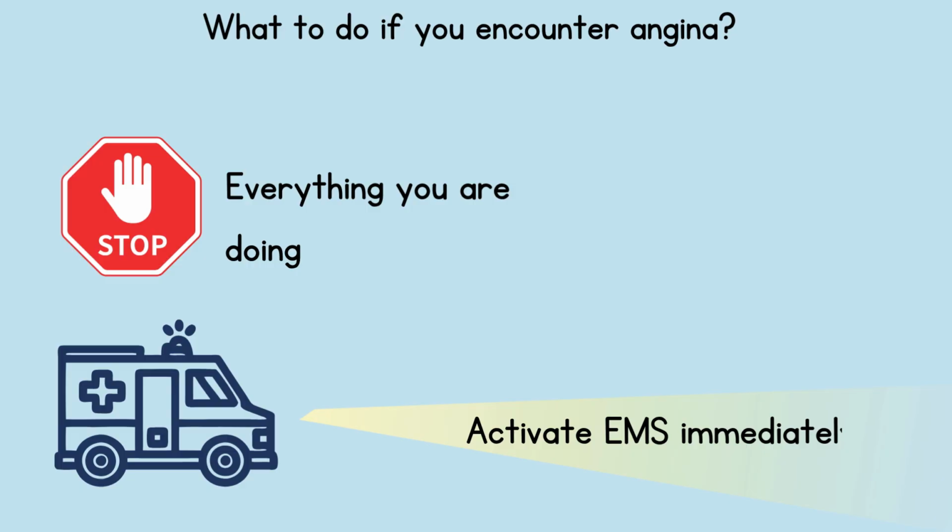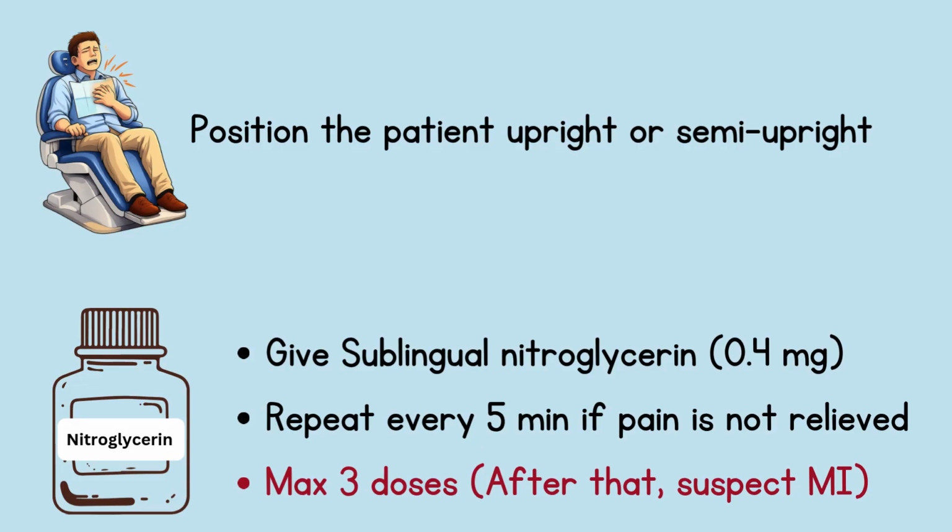Let's hope this never happens. But what if your patient suddenly develops signs and symptoms of angina during a dental procedure? The very first step is to stop the procedure immediately. Activate emergency medical services. Position the patient in an upright or semi-upright position. Administer 0.4 milligrams sublingual nitroglycerin. If symptoms persist, repeat the dose every 5 minutes, up to a maximum of 3 doses, while waiting for EMS.